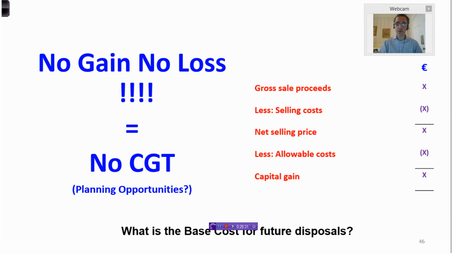Okay. Now, question down the end there, the base cost for future disposals. So what I've said is, a husband perhaps transfers an asset to a wife, no tax implications. What's the wife's base cost? Well, the wife inherits his base cost. So his original cost becomes her cost should she sell at some point in the future.